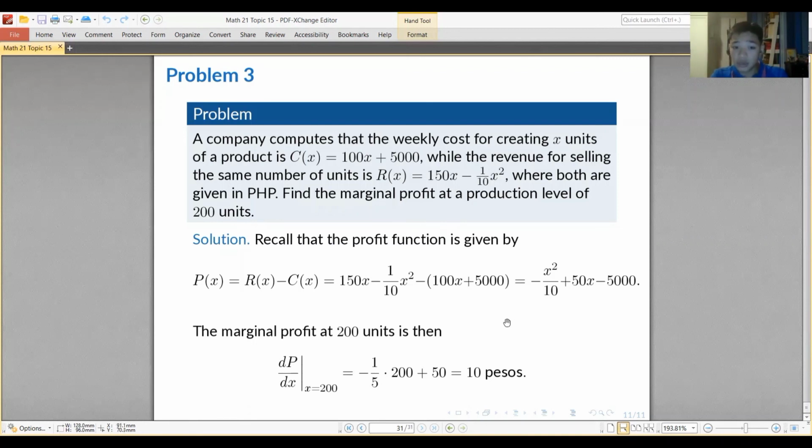And then since you now have the derivative of the profit function, which is the marginal profit function, and knowing that you want to evaluate the derivative at 200, that's what we're going to do. The only x that you have in your function is the one in negative x over 5. So you'll have negative 1 over 5 multiplied by 200, and then you add it to 50, you'll get 10 pesos.